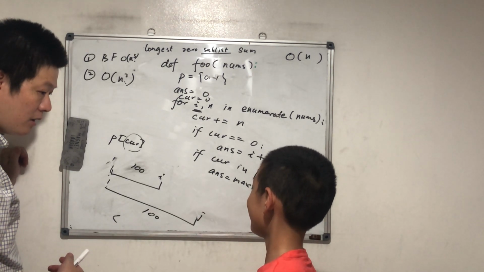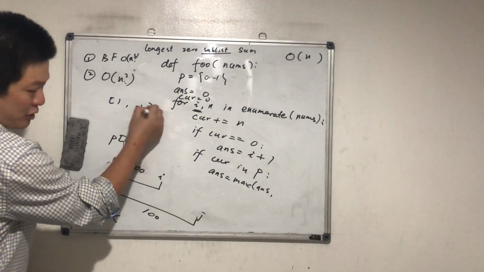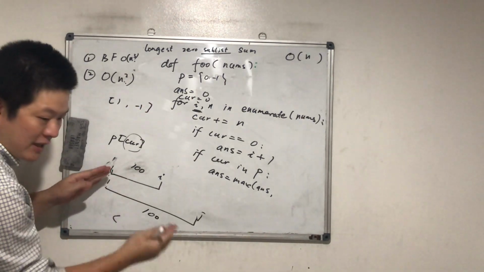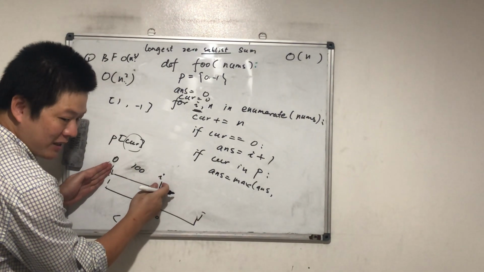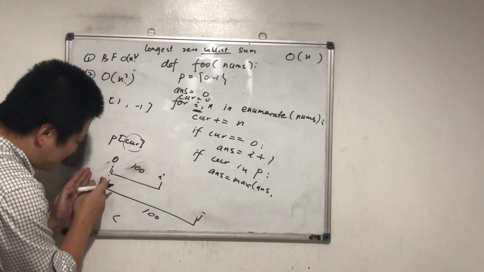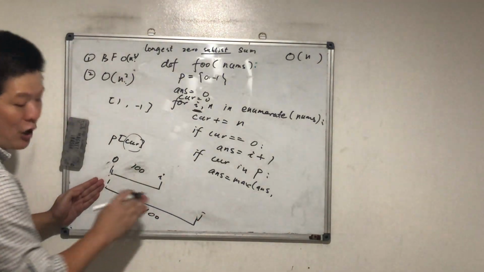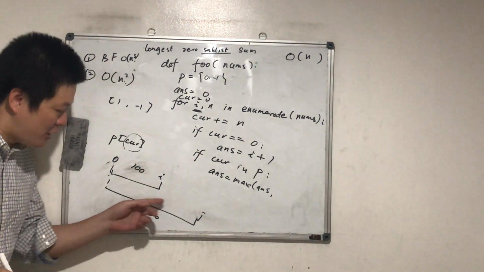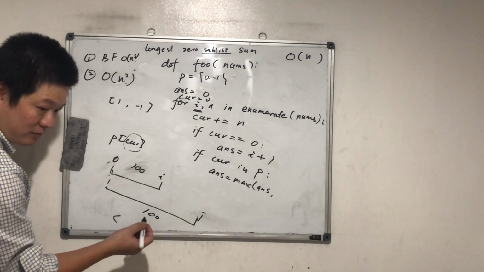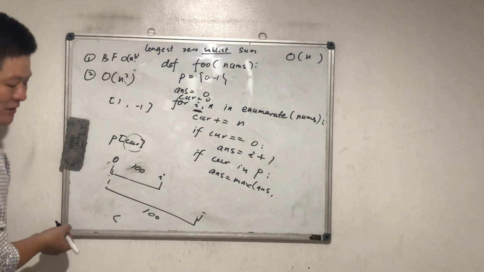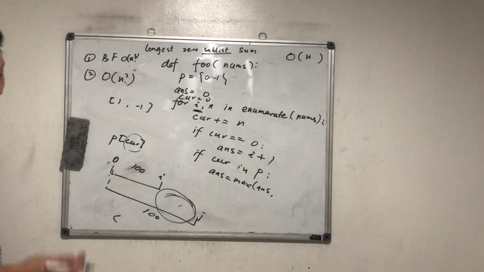No, because this array could be 1 and minus 1. What I'm saying is that the prefix sum between 0 and index i is 100, and the sum between 0 and j is also 100. It means you can't start from 0. No, it can start from 0. So what happened here? What's the sum here? 0. Good point, yeah.